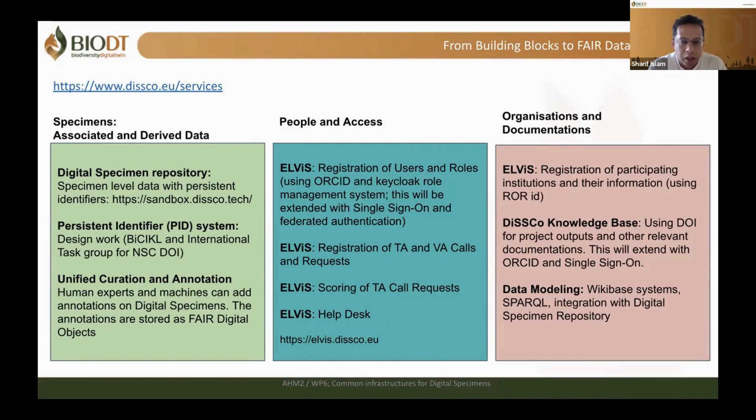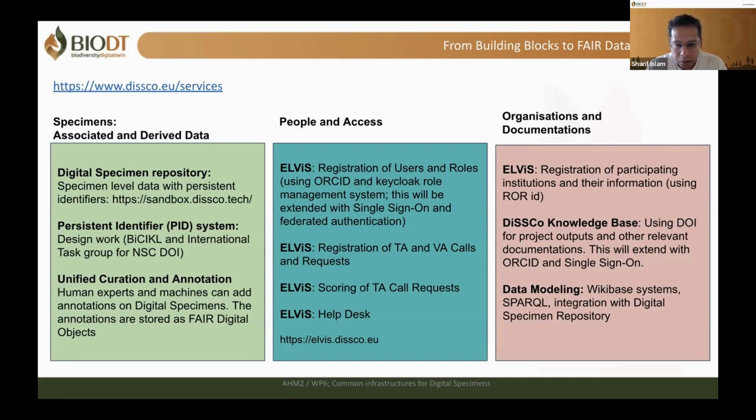Basically, we build a system where each of these digital specimens will get a DOI. And of course, after the DOI, after the metadata, we want these objects to be dynamic. We want human experts and machines to come and enrich this data, annotate the data. So a wider community curation model. And those annotations we also want to store as FAIR digital objects. And that makes that specimen data much more interesting and dynamic.